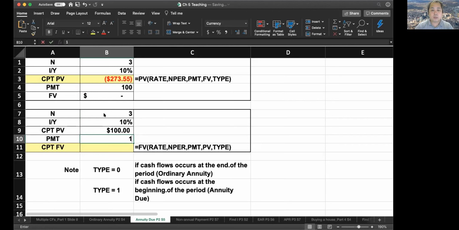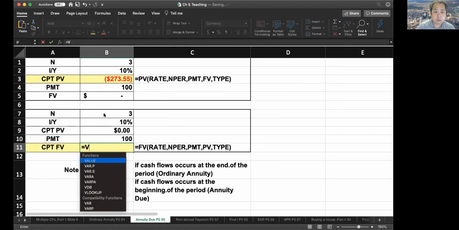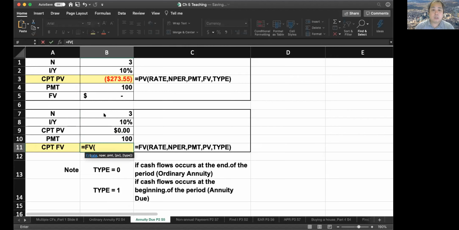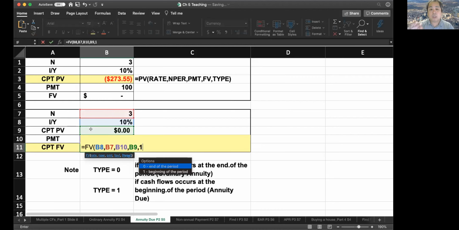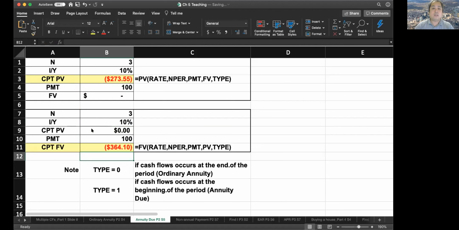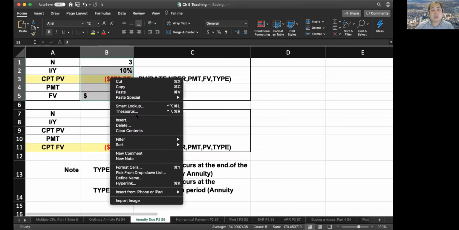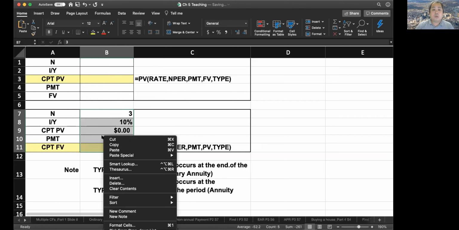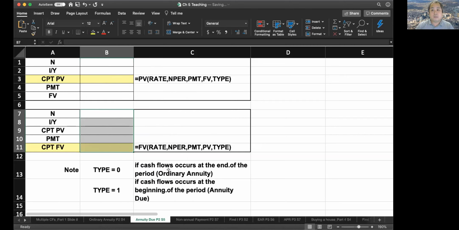Here also the same. Actually PMT 100, and this is 0. And future value, the interest rate, and the payments, and then present value, and BGN is 1, then 364.1. Okay, so that is how to get annuity due present value and future value using Excel.